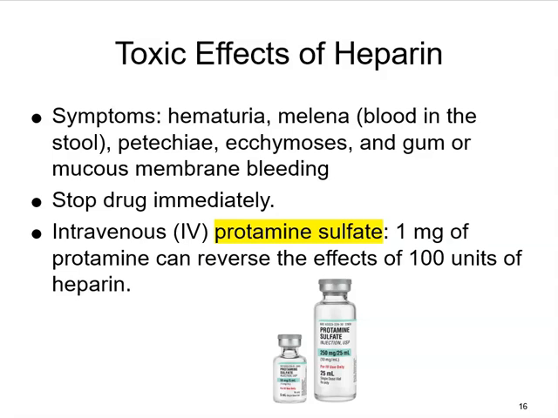So if there is bleeding, then the patient should be taken off the drug immediately. And for severe bleeding, the reversal agent is called protamine sulfate. So in this case, 1 milligram of protamine can reverse 100 units of heparin. If we look at the normal dosing of heparin, a patient's usually getting 5,000 units sub-Q and potentially a lot more IV.